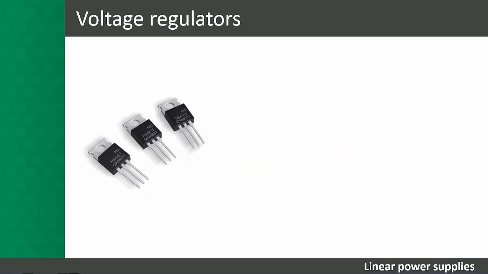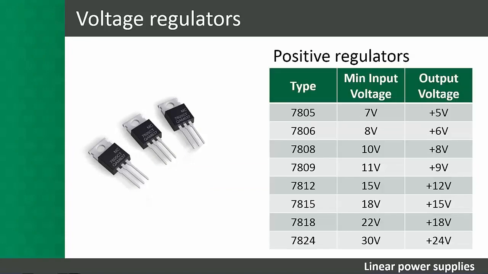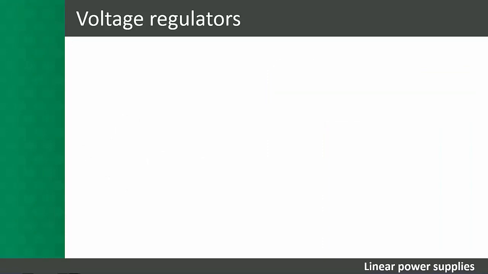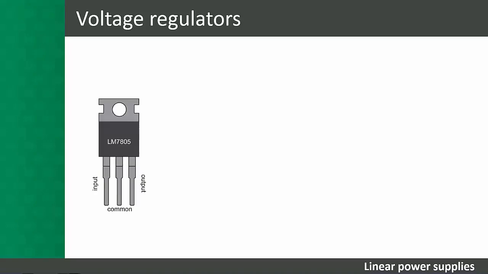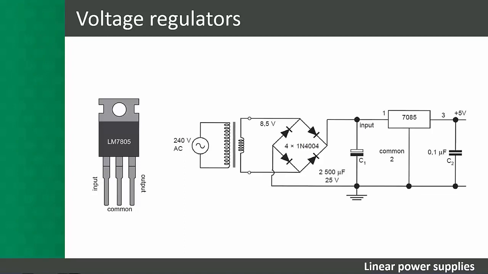3-terminal linear fixed voltage regulators are therefore a popular choice for creating either positive or negative supply voltages and are used on most equipment. Common types include these listed here. These are positive voltage regulators, where the last 2 digits indicate the output voltage. The 79 series are negative voltage regulators. Let's now look at how a voltage regulator is connected to a power supply circuit. The voltage regulator has 3-pin connections, and they are connected into the circuit as shown here.